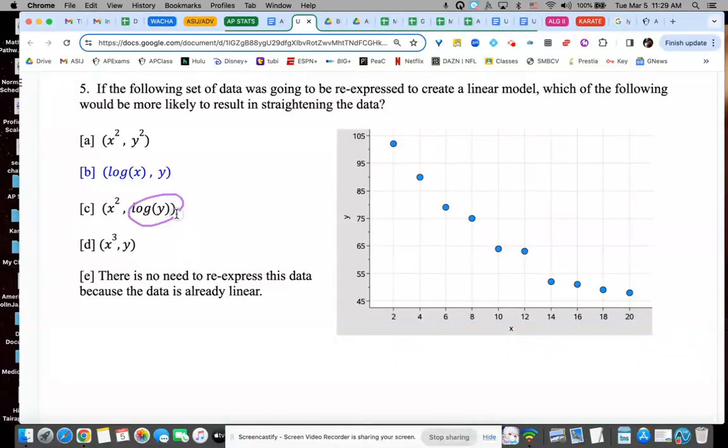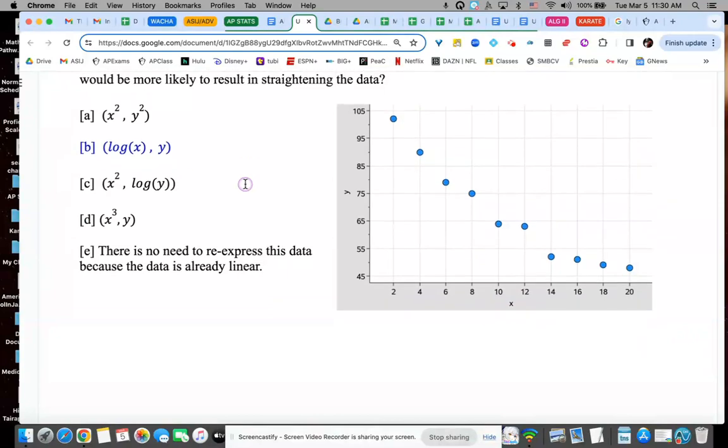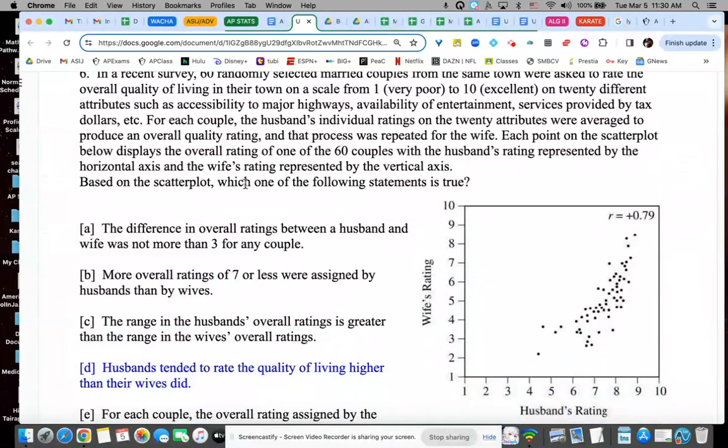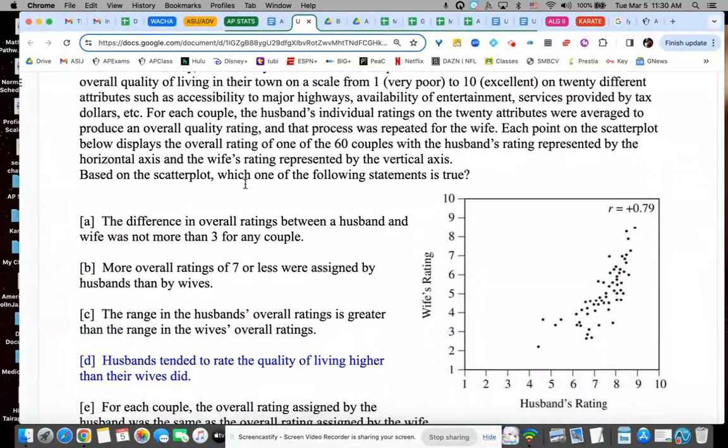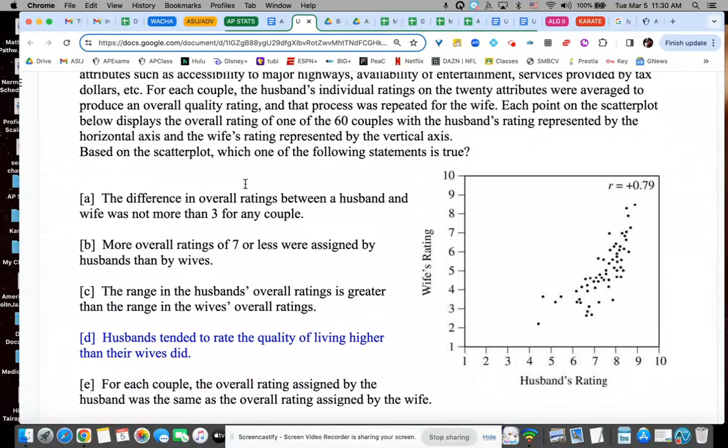I can see a log here, but they went up in the ladders on here. This is all going up the ladder. This is going up the ladder. So the only one that has down the ladder only is B with the log of x. So that's what I would like to try first. Now, it's not a guarantee always, right? But that's where you would start.